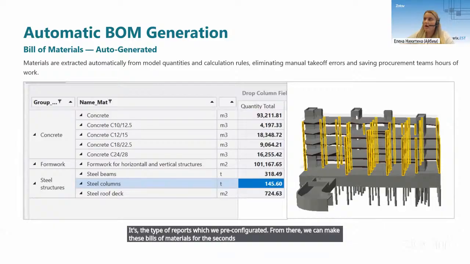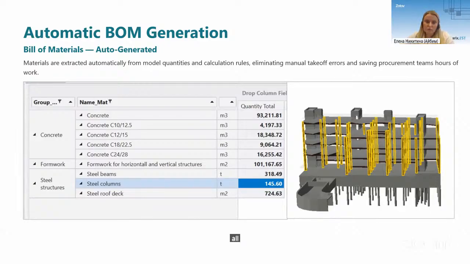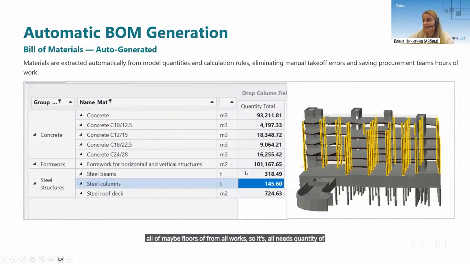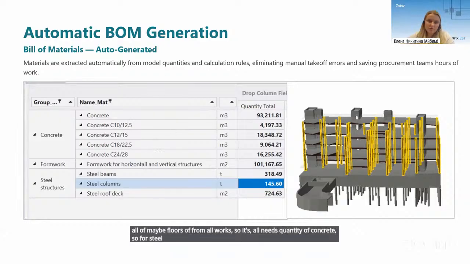They are not grouped by the works. It's the total quantity of our materials in all floors or from all works. So it's all the needed quantity of concrete, or steel structures, and we can do this type of report too. You have it, you can see this if you want.